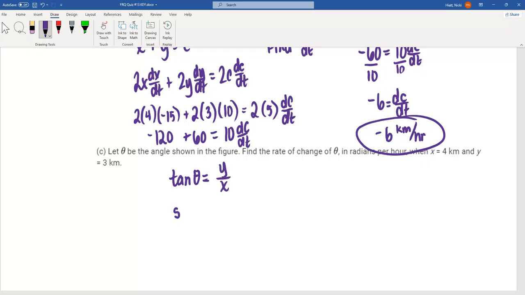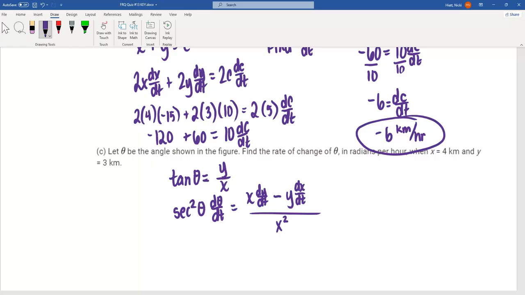The derivative of tangent is secant squared theta d theta/dt. Don't forget that d theta/dt. Over here on the right side, you have to use a quotient rule. We haven't really seen one where we had to use quotient rule yet because we usually got to plug in a number somewhere, right? So we got to do x dy/dt minus y dx/dt all over x squared. So it's not a terrible quotient rule, but you do have to remember to use it there. Okay?